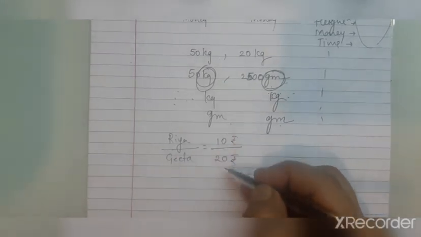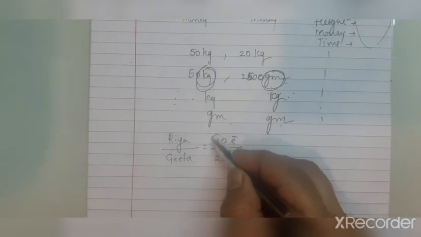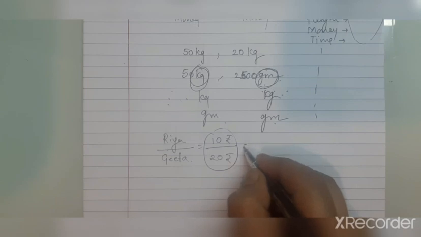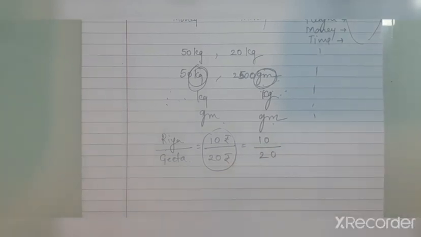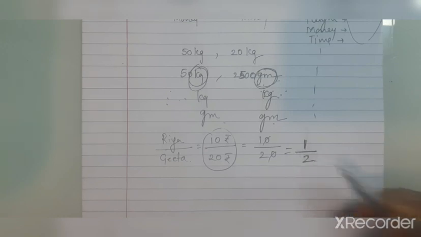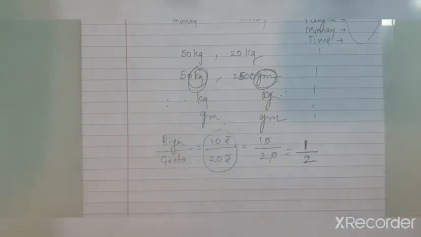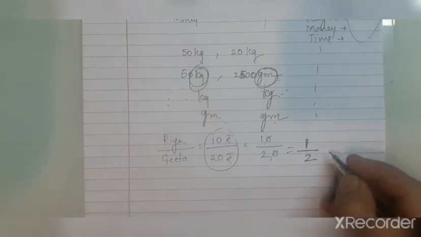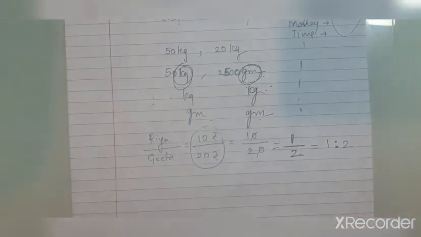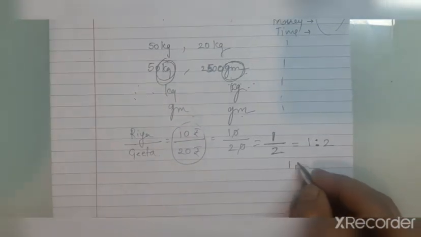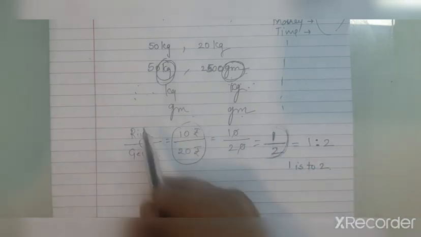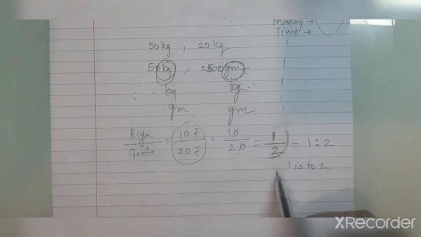Now when I'm comparing and writing this, it is in the form of a ratio. When I solve this, you see the 0 and 0 get cancelled, giving 1 upon 2. So this is the ratio of the amount of money we have, and it is written as 1:2. These two dots are put like this, and it is read as 1:2. So the ratio of the amount Riya and Geeta have is 1/2.